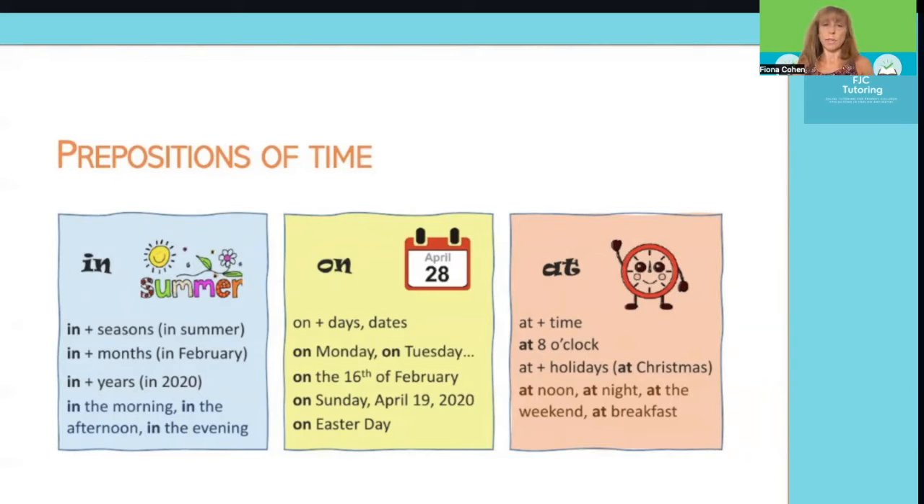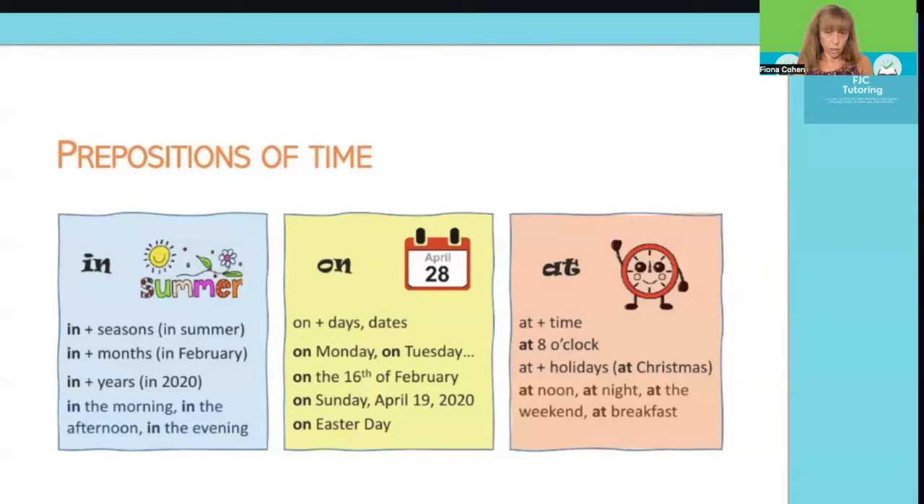On is another common preposition. This one is often used with actual days and dates, like on Tuesday or on the 15th. Sometimes you might actually say on Tuesday, the 15th of August, or on Easter Day. At is another good time preposition that you will see, often with specific times like at 8 o'clock, or at Christmas, or at noon, at night, at the weekend. There are lots and lots of different examples that you could use using in, on, and at.